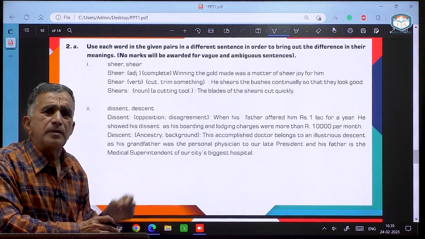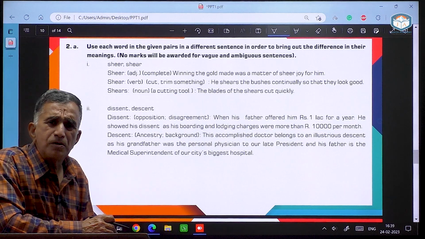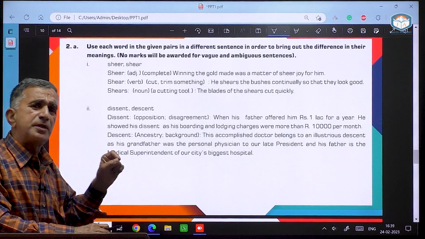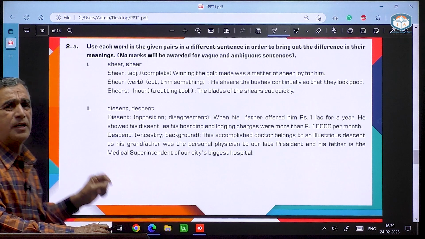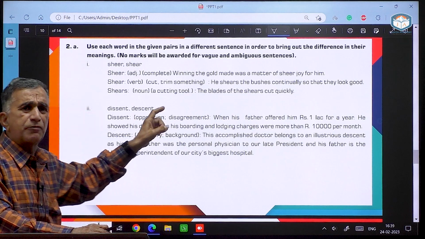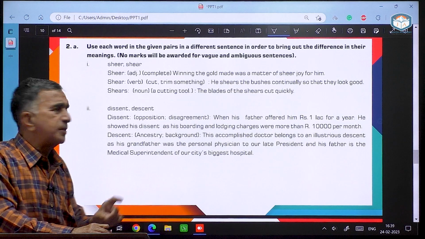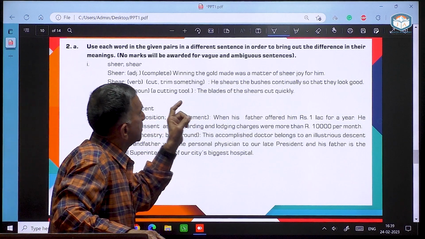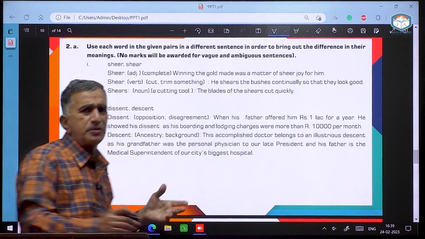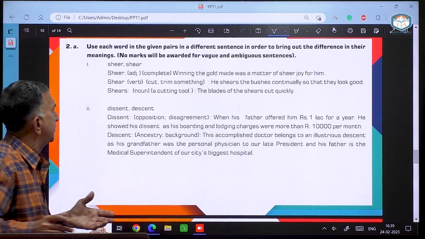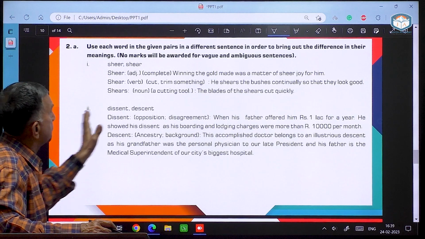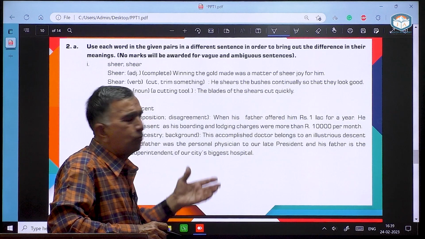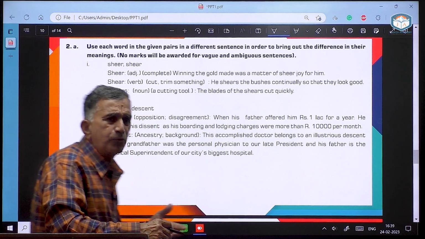the main thing in this is the meaning of the word given should become clear from the sentence itself. You will see that the meaning of the word becomes clear from a reading of the sentence. Sheer. Winning the gold medal was a matter of sheer joy for him. Sheer means extensive, complete. Then shear. He shears the bushes continually so that they look good. So meaning is clear. Shear means cut, prune.